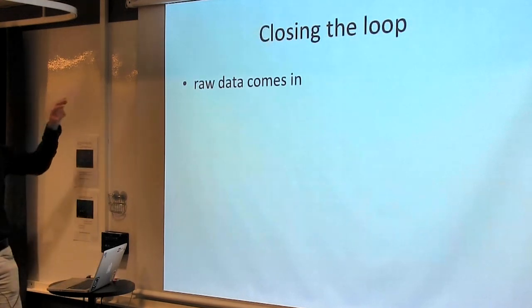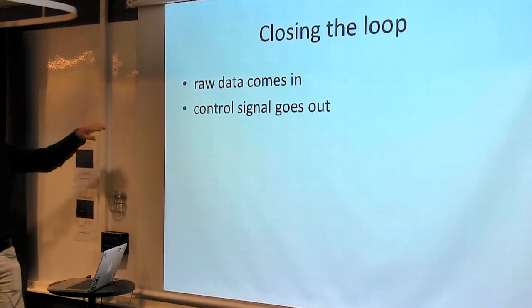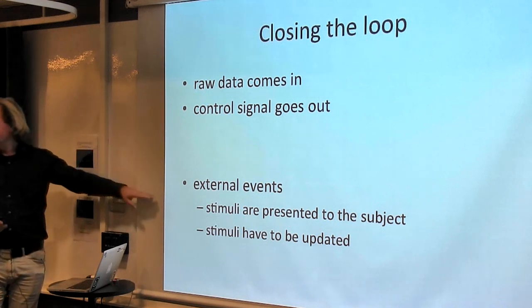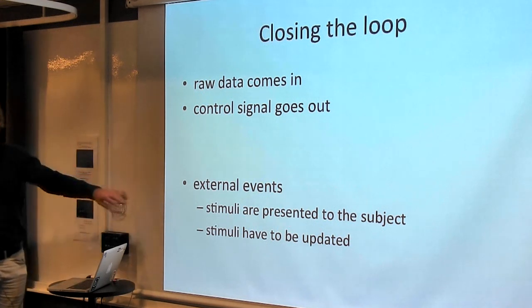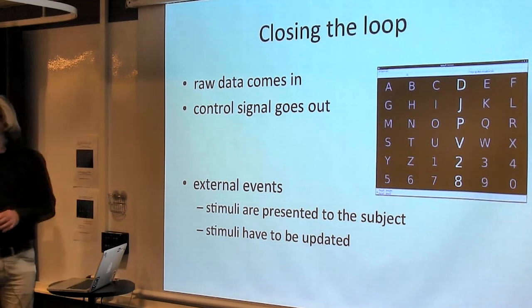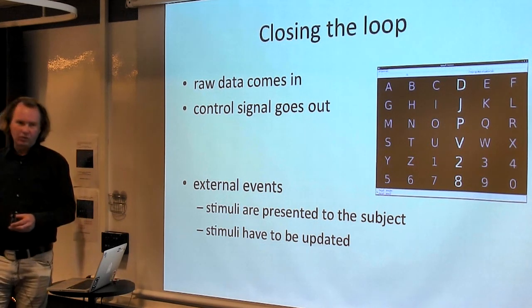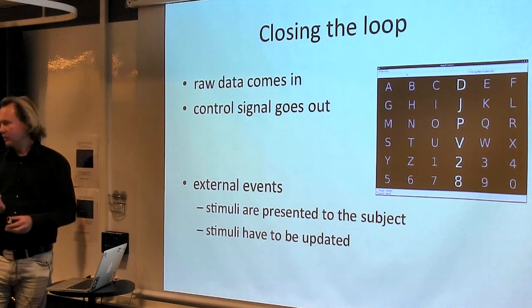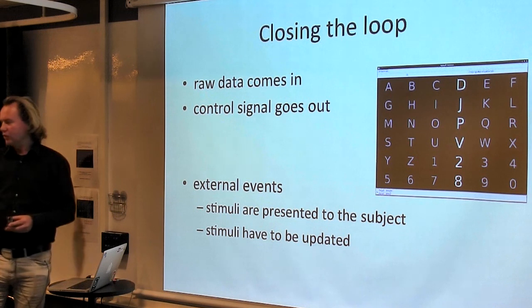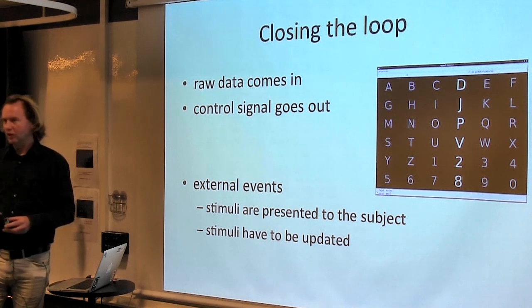So that brings me to closing the loop. Raw data comes in and the control signal goes out. There might also be external events. For example, stimuli are simultaneously presented or stimuli have to be updated. One example of that is the P300 speller, which I think is familiar to those of you who have some BCI experience. The P300 speller is an assistive technology that's based on the P300, which is that if you attend to a stimulus and the stimulus appears, you're going to get a larger P300 than if you were not attending to the stimulus.